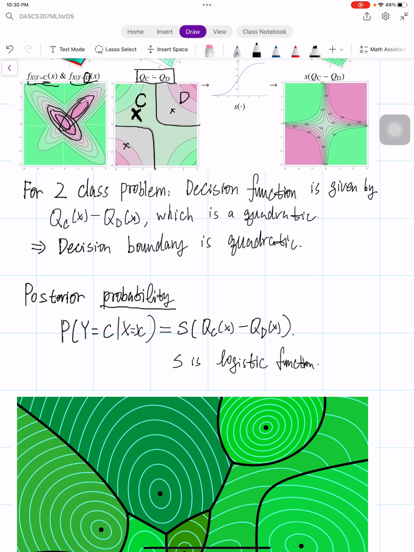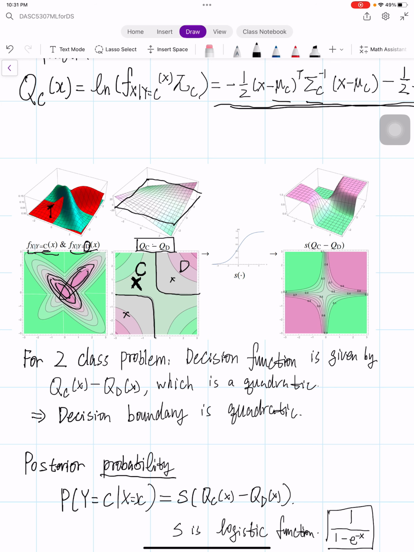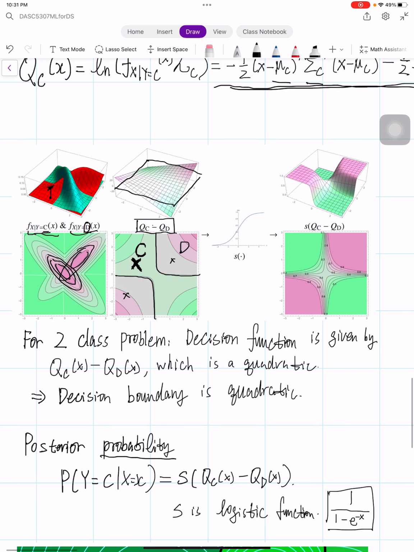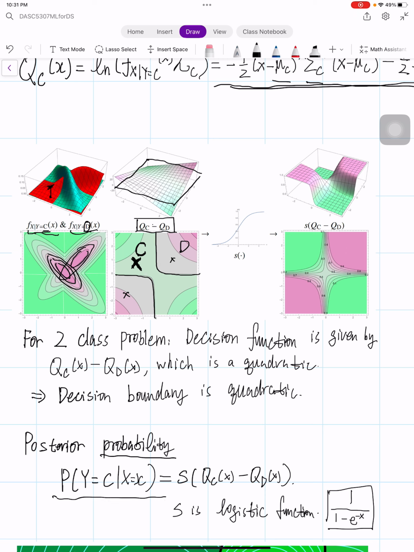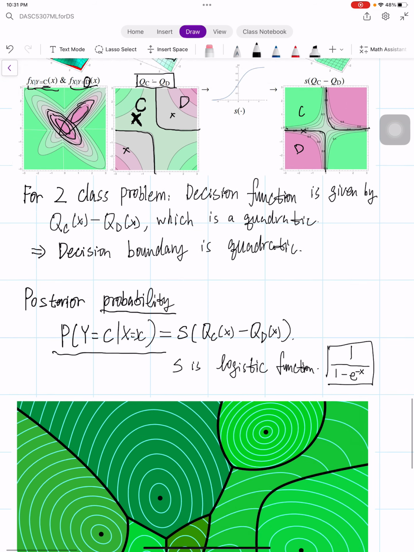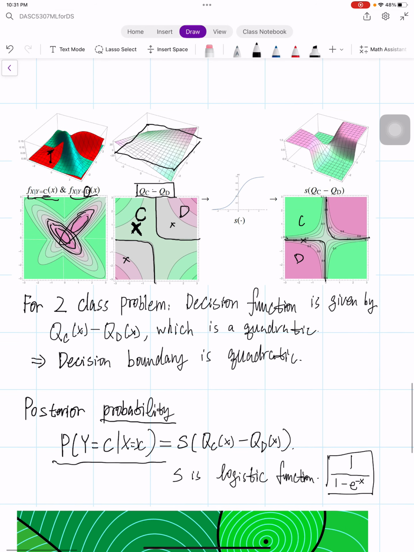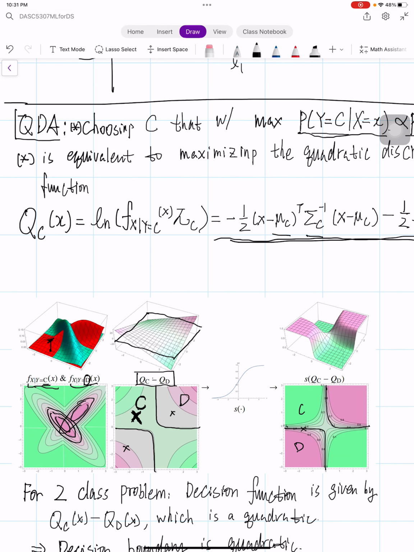For example, the logistic function is just 1 over 1 plus e to the power negative x. We can also identify the decision boundary from this posterior probability. If the posterior probability equals 0.5, then a data point falling on this line has a 50% chance of falling into class C or into class D. So that's how we apply the multivariate normal distribution for QDA.